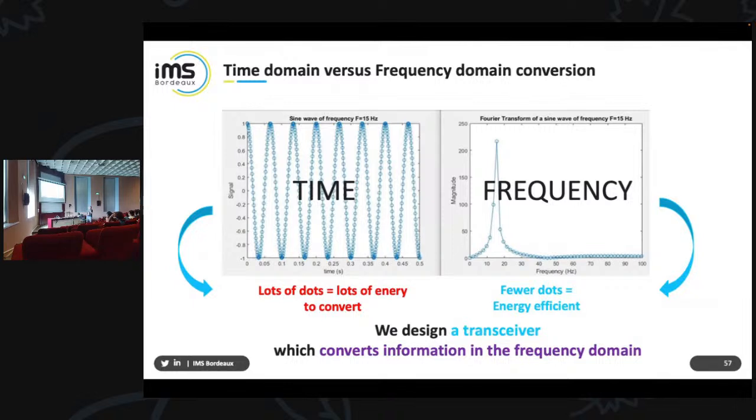And what does it mean? That instead of using time information to convert signals for radio frequency, we will use frequency information. And this is what has not been done so far, and this is what we are doing at the IMS lab for several years. We convert information in the frequency domain.